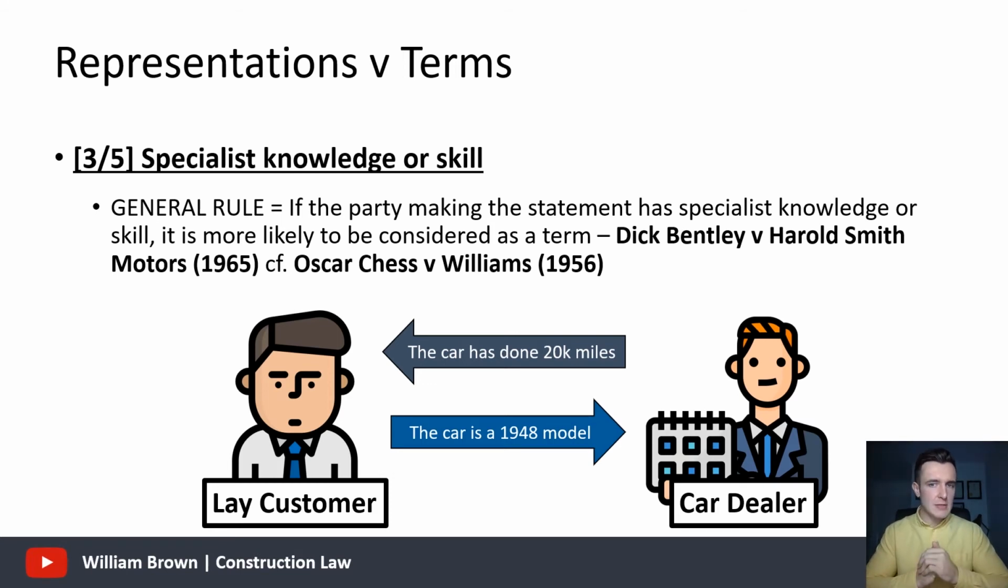And the court held in that case, when it transpired that the car was actually a 1939 model, that was a mere representation. It would have been up to the car dealer to check the validity of that prior to entering into the contract, if he wanted to rely upon that as a contract term. So the statement made in that case was a mere representation. It was not a binding term of the contract to which the customer could be held liable.